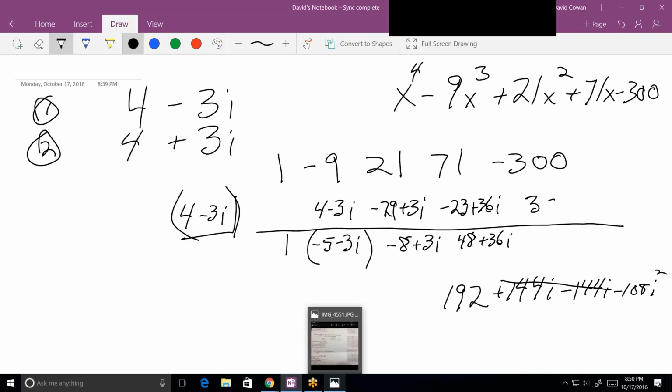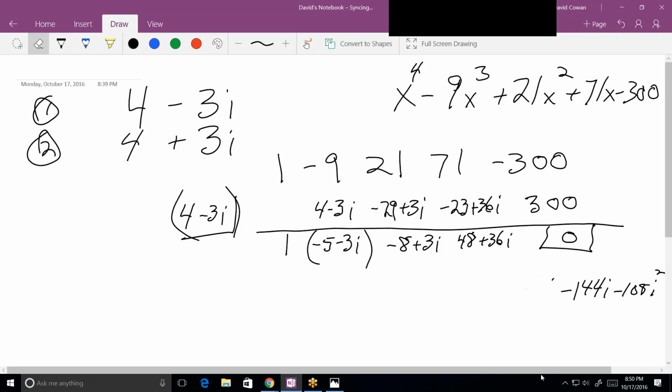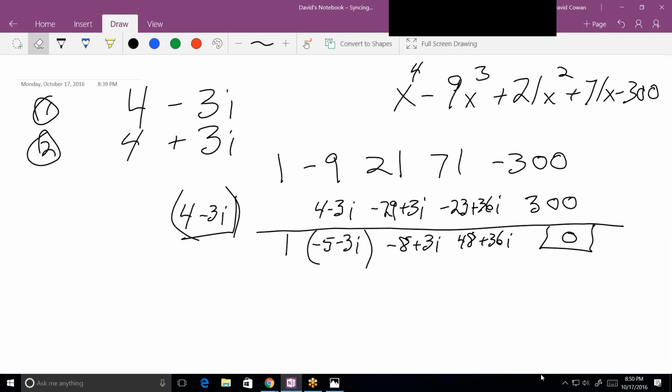300. Exactly. That gives you that zero remainder, which you're always going to get if that's a true zero. If it's not a true zero and you don't get a zero remainder, then that's not a zero. That's the zero remainder theorem. It says that if you have a polynomial and you're telling me this is a zero, then when I divide this into that polynomial, I will get a zero remainder by definition. Now we're going to do it one more time.